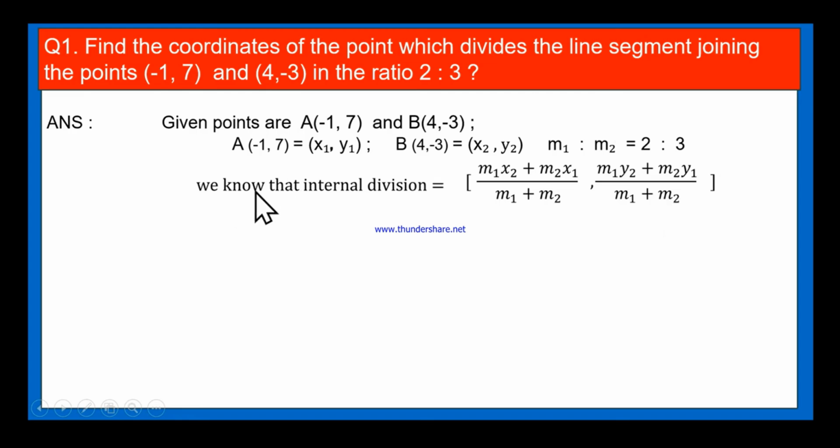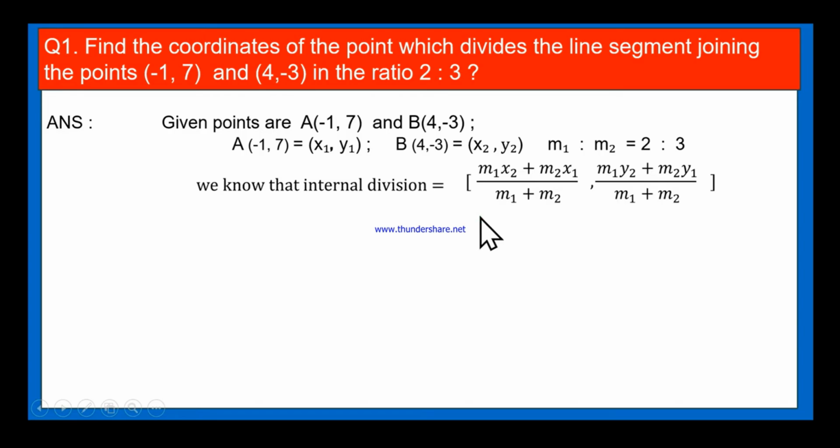We know that the internal division formula is (m1 x2 plus m2 x1) by (m1 plus m2), (m1 y2 plus m2 y1) by (m1 plus m2). We have all these values here. We know x1, y1, we know x2, y2, and also we know the values of m1 and m2. Now let us substitute the values.